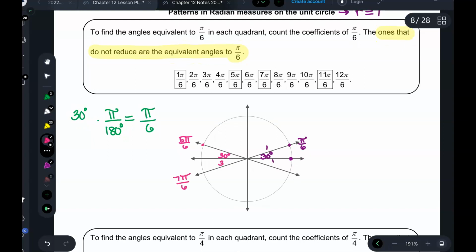So that can't be factored. Oh, it can, because only the pi over 6s are going to, right? This is 1 pi over 6. All of these fractions reduce until you get over here to 5 pi over 6. 6 pi over 6, that's the same thing as pi. And then 7 pi over 6 is going to be the next one. All the way over here, what's the next pi over 6? 11 pi over 6 is the next one.